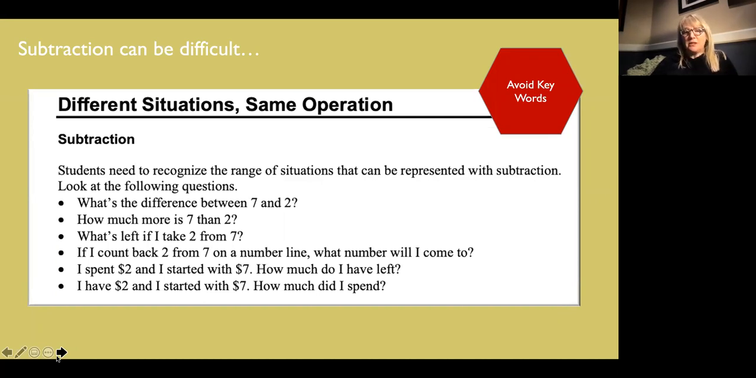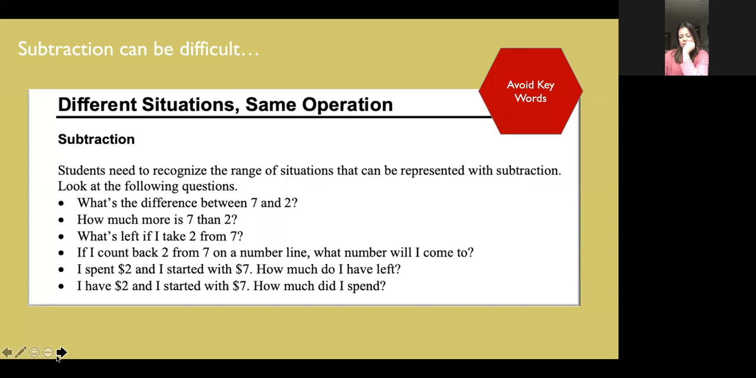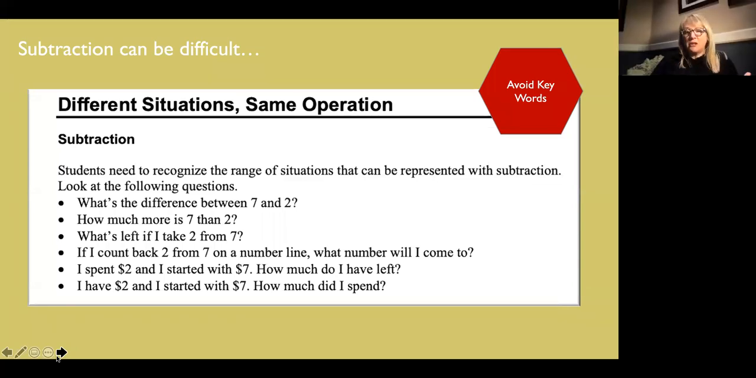So for example, what's the difference between 7 and 2? I still have grade 5s that look at me like I'm thinking the appearance of the 7 and the 2. How much more is 7 than 2? What's left if I take 2 from 7? If I count back 2 from 7 on a number line, what number will I come to? Et cetera. So it's about ensuring that they see subtraction in many different ways. And I have that little stop sign up there.